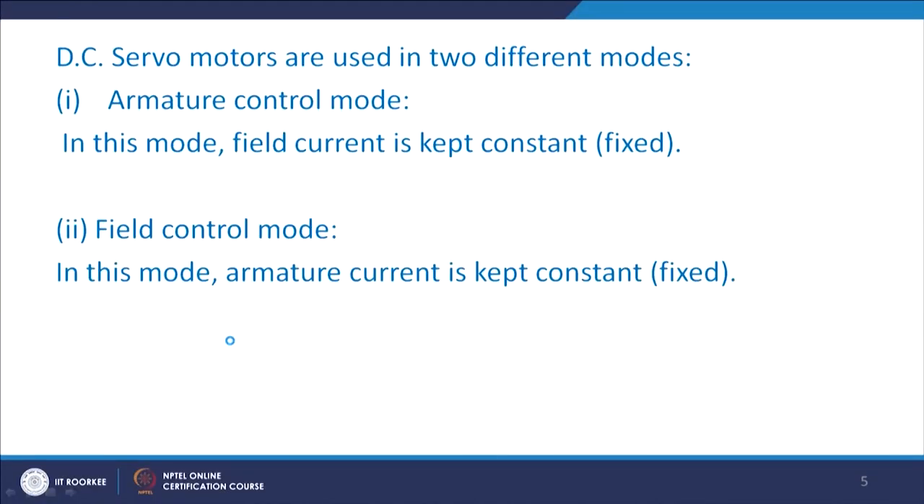This DC motor can be used in two modes. One is called armature control mode and another is called field control mode. What is the difference between armature control and field control? In armature control mode, we have to keep the field current constant, and in case of field control mode, we have to keep the armature current constant.